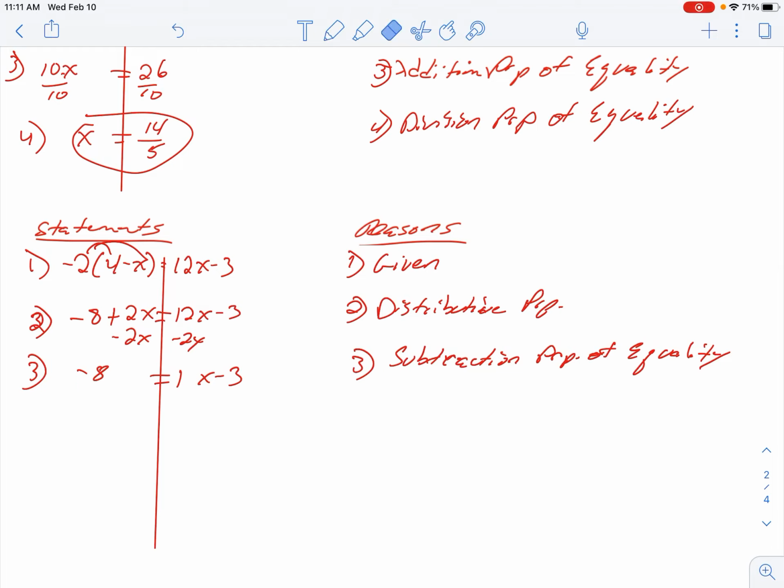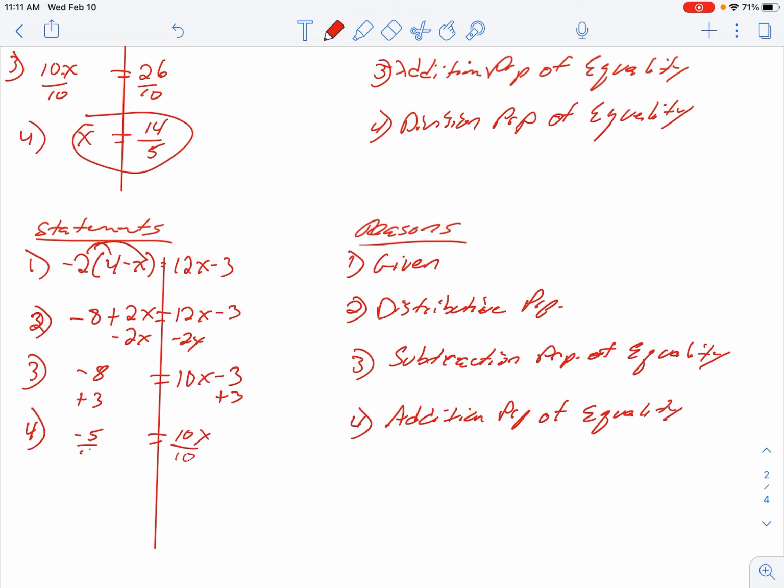Now everything is on the right-hand side, so I move everything then over to the other side to get x by itself. And I'm going to start with that minus 3, and the inverse of a minus 3 is a plus 3. And that is then my addition property of equality. And then lastly, I need to divide both sides by 10.